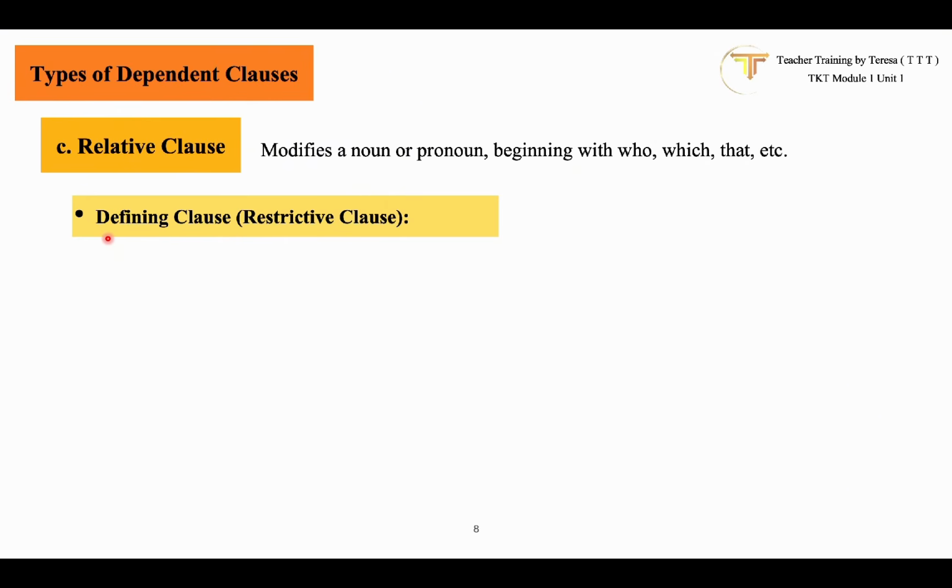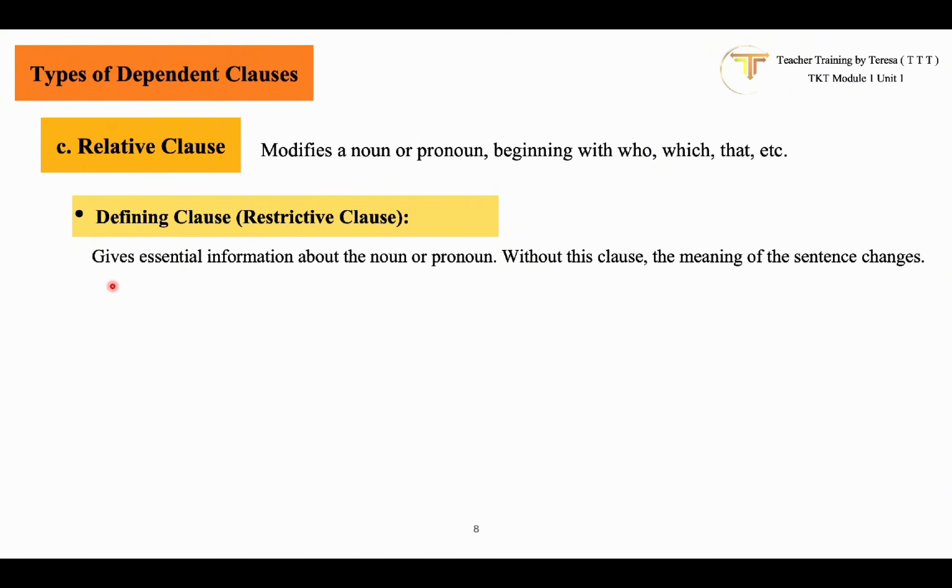C. Relative clause: modifies a noun or pronoun, beginning with who, which, that, etc. Defining clause, or restrictive clause, gives essential information about the noun or pronoun. Without this clause, the meaning of the sentence changes.